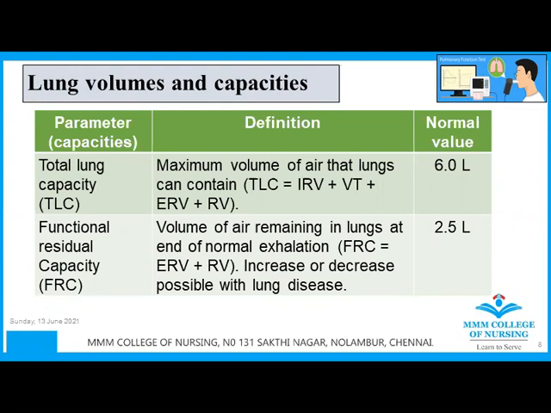Functional residual capacity, it is denoted as FRC, the volume of air remaining in lungs at the end of normal exhalation. FRC is calculated as the sum of ERV and RV, that is expiratory reserve volume and residual volume. Any increase or decrease in this FRC will be possible with some lung disease. The normal value is 2.5 liters.